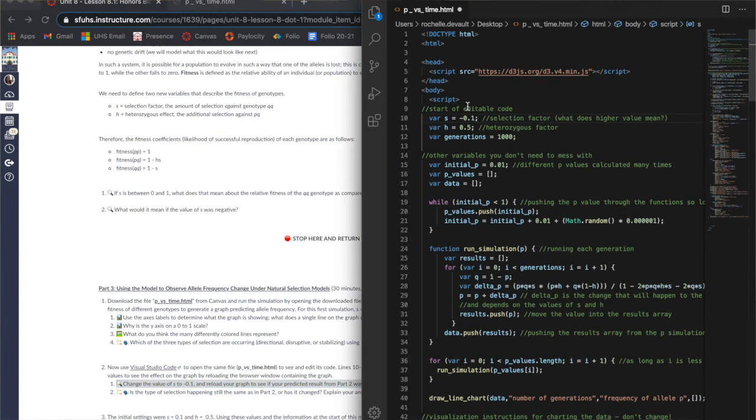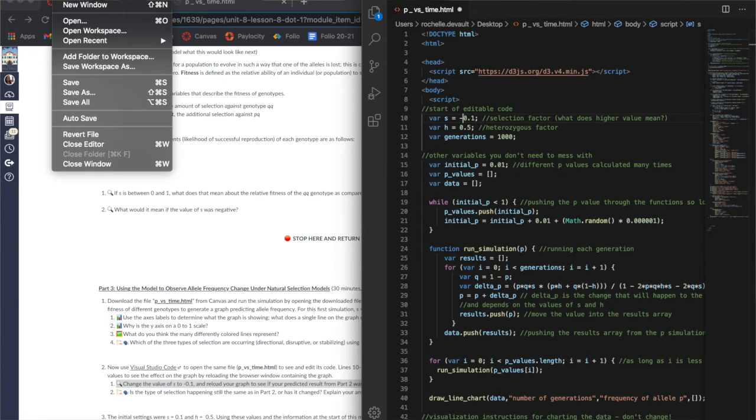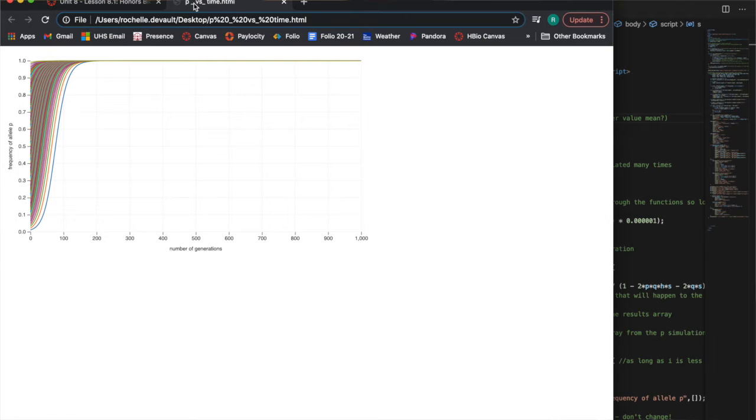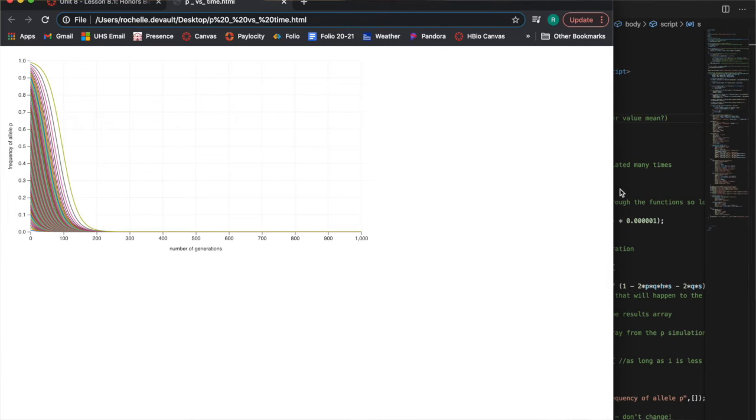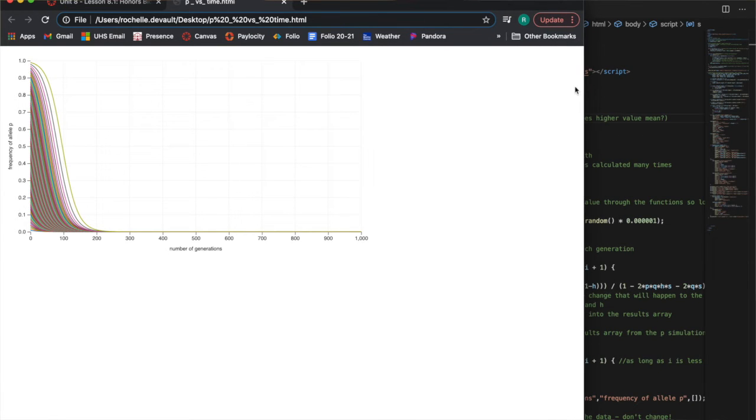I'm going to change this to -0.1. I will save. Again, make sure you go File, Save, and then go back to your browser and hit refresh. Now we are selecting against P. Even if P is 99.9% frequent in the population to start with, over almost 200 generations, that allele will be selected against and become completely fixed out of the population. And the Q allele, which started, in that case, at a really low frequency, is now going to be 100% available, or 100% of the alleles in that gene spot.